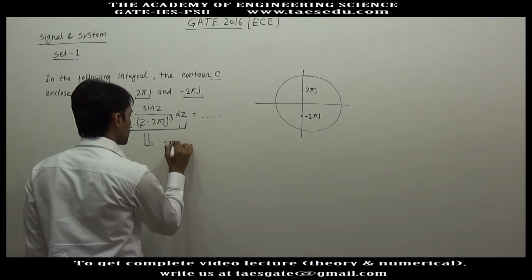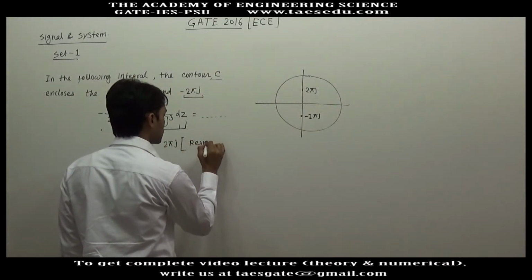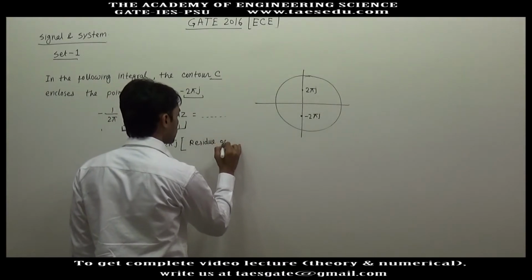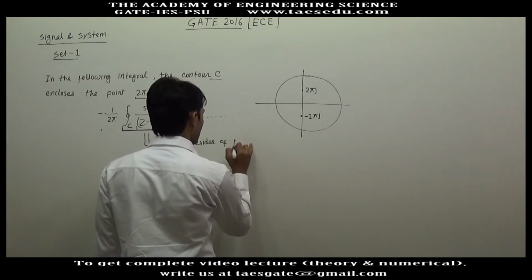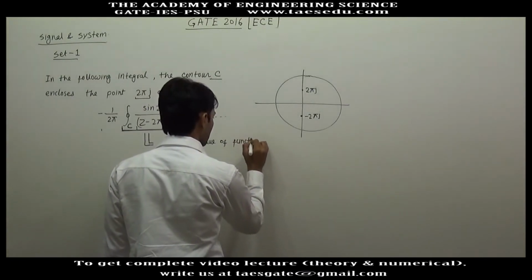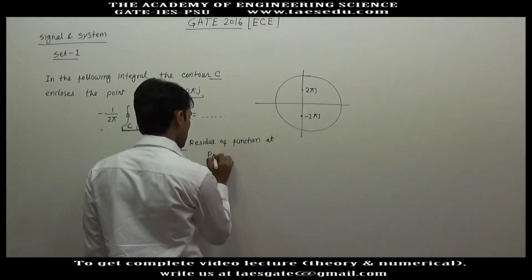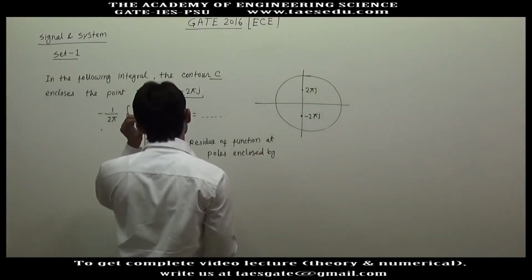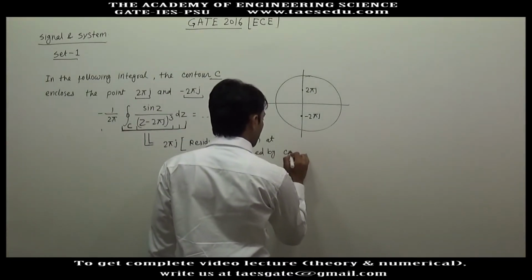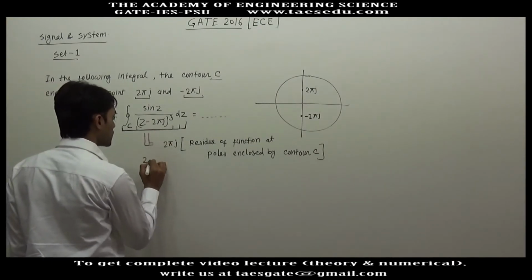2 pi j into the residue of the function at the points or poles enclosed by the contour C. Okay. So in this function we have a triple pole at 2 pi j.